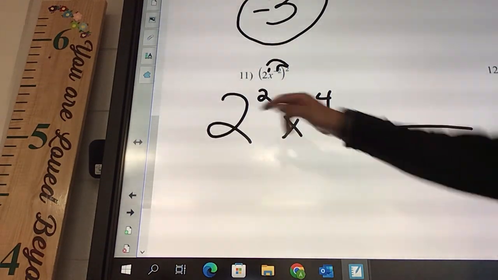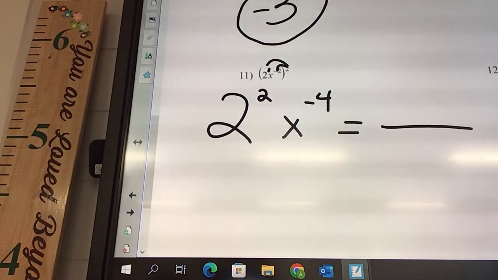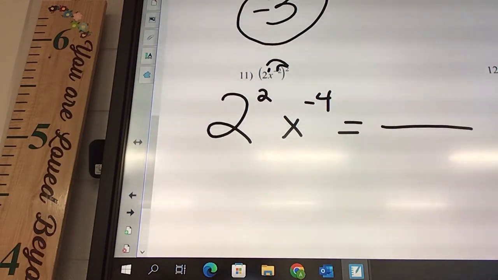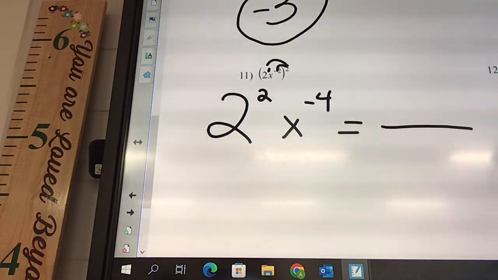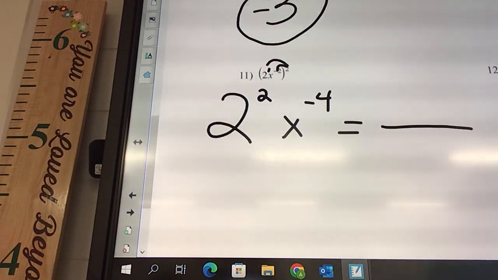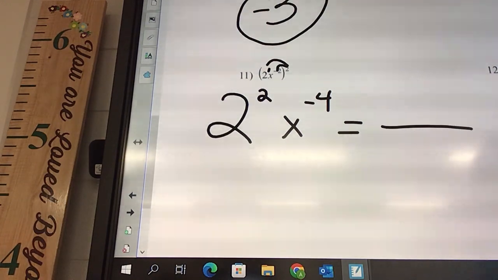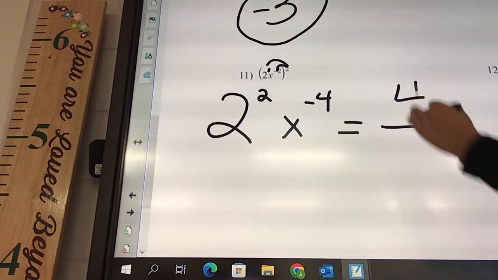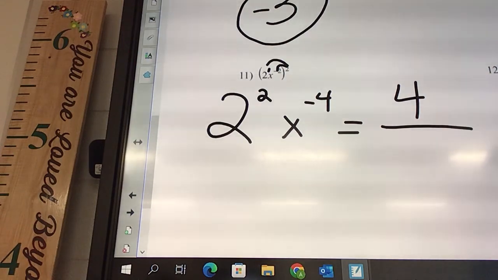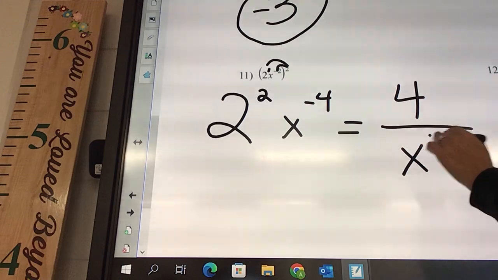Where does the 2 to the 2 go? It stays on the top. Why do we not need to move it? There's not a negative, okay? And going with that, to save yourself a step, what is 2 to the second power? It is 4. Okay, x to the negative 4, where does it go? On the bottom, and it will become a positive.